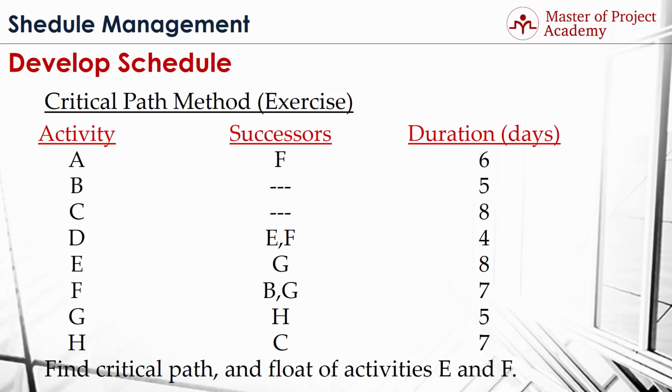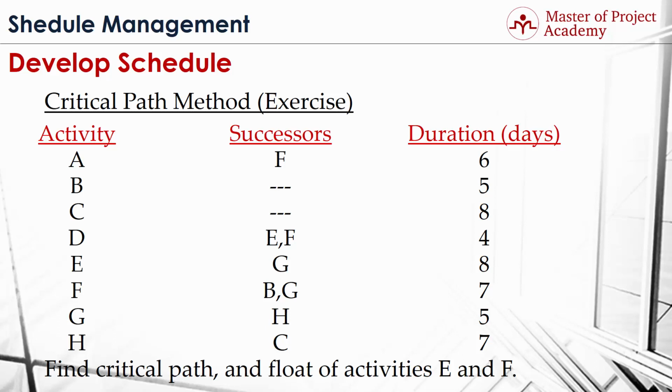Activity D is followed by Activity E and F, and its duration is 4 days. Activity E is followed by Activity G, and its duration is 8 days. Activity F has 2 successors, B and G, and its duration is 7 days. Activity G has 1 successor, which is Activity H, and its duration is 5 days. And finally, the last activity, Activity H, is followed by Activity C, and it takes 7 days.